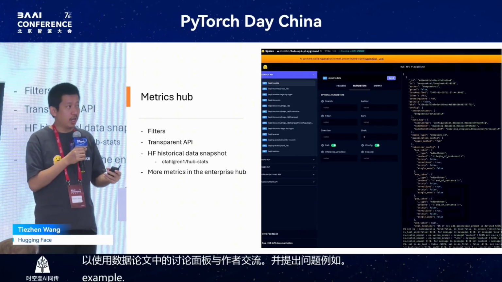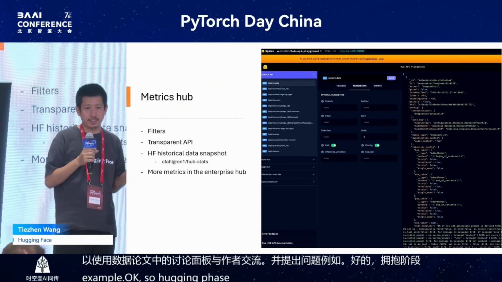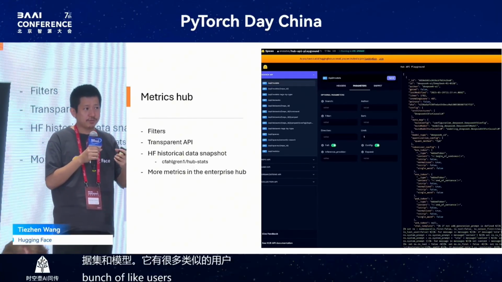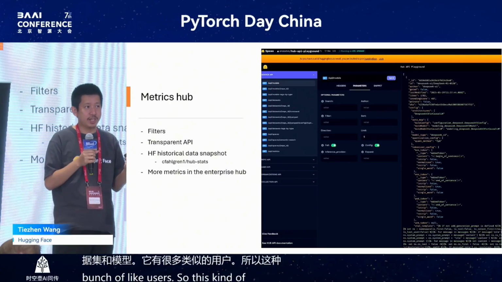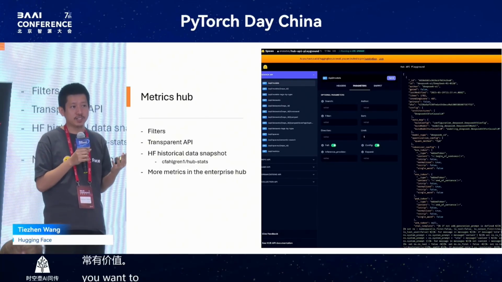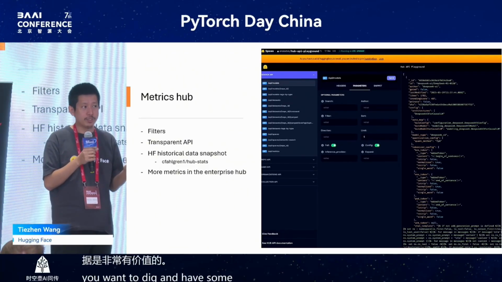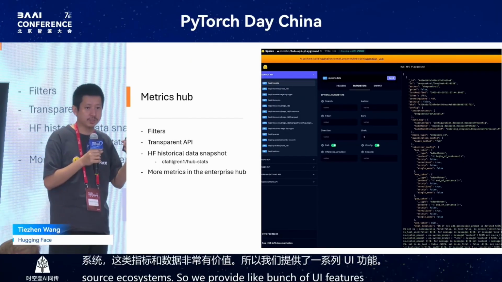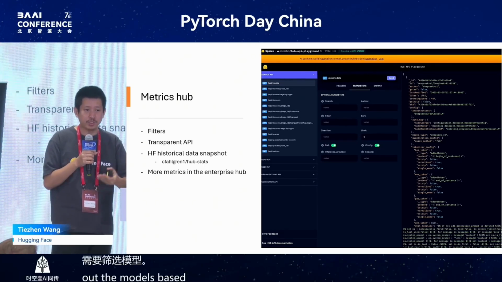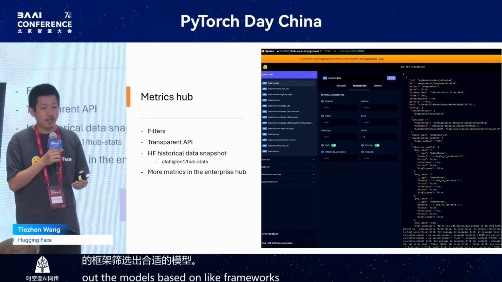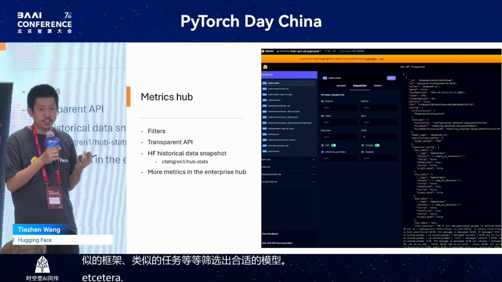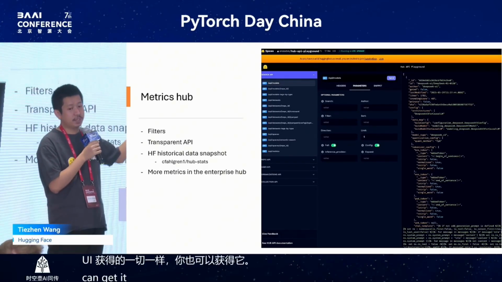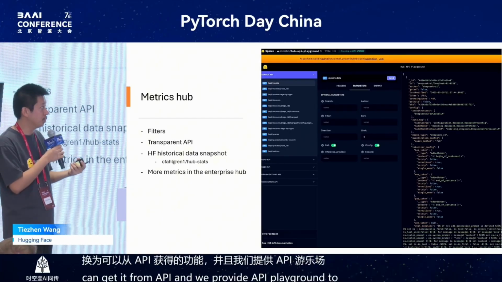Okay, so Hugging Face has a bunch of datasets and models, and a bunch of users. This kind of data is really valuable if you want to dig in and gain insights about the whole open source ecosystem. So we provide a bunch of UI features where you can filter models based on frameworks, tasks, etc. Everything you can get from the UI, you can get from the API. And we provide an API playground to help you understand how to use the API.